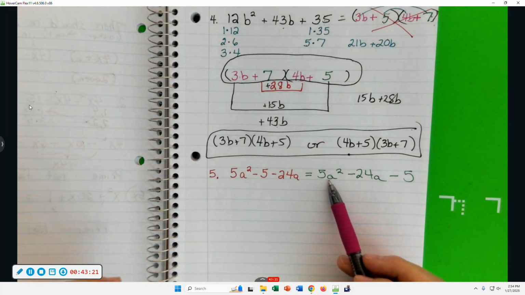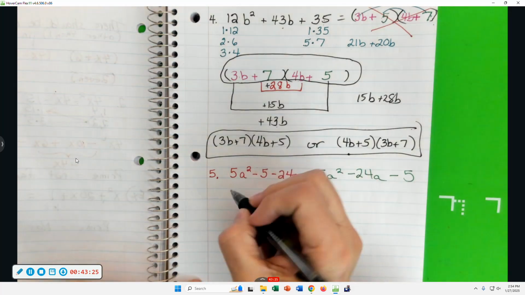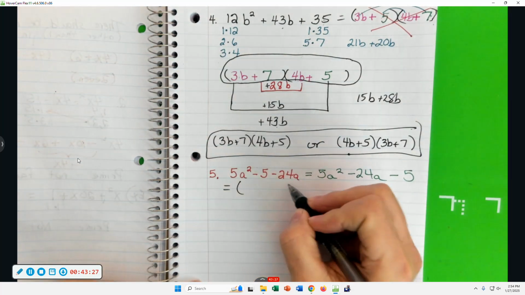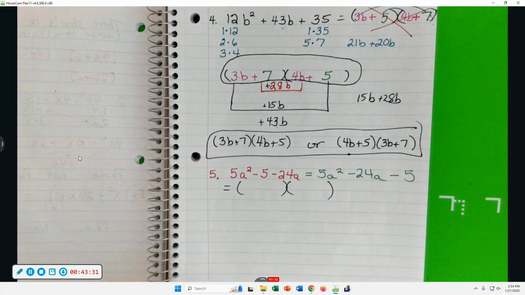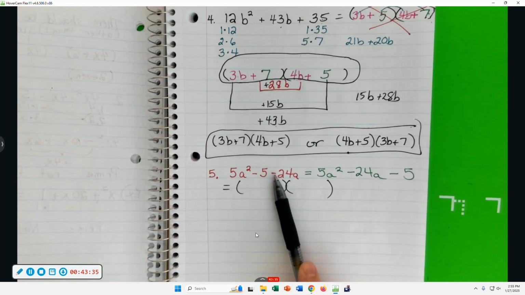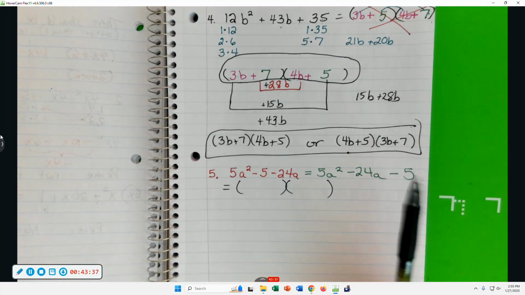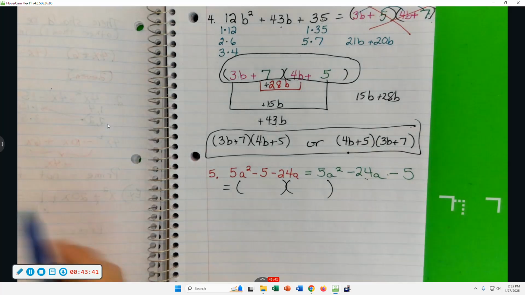5a squared. Well, first of all, what do we know about the signs? I'm going to write my parentheses here. So here are my parentheses. We know something about the signs. What are they? The last sign is a minus. And you know what I used to do?